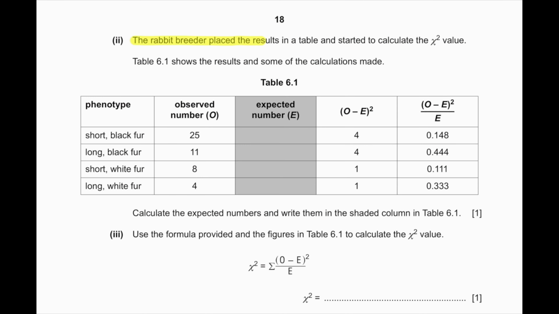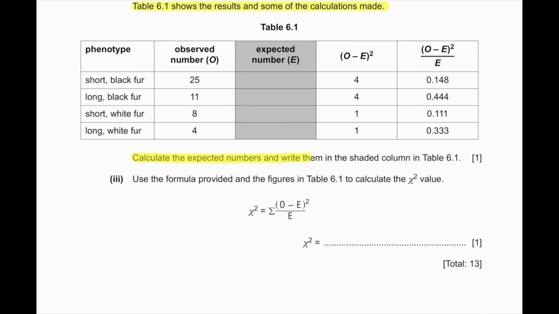The rabbit breeder placed the results in a table and started to calculate the chi-square value. Table 6.1 shows the results and some of the calculations made. Calculate the expected numbers and write them in the shaded column in table 6.1. Use the formula provided and the figures in table 6.1 to calculate the chi-square value.